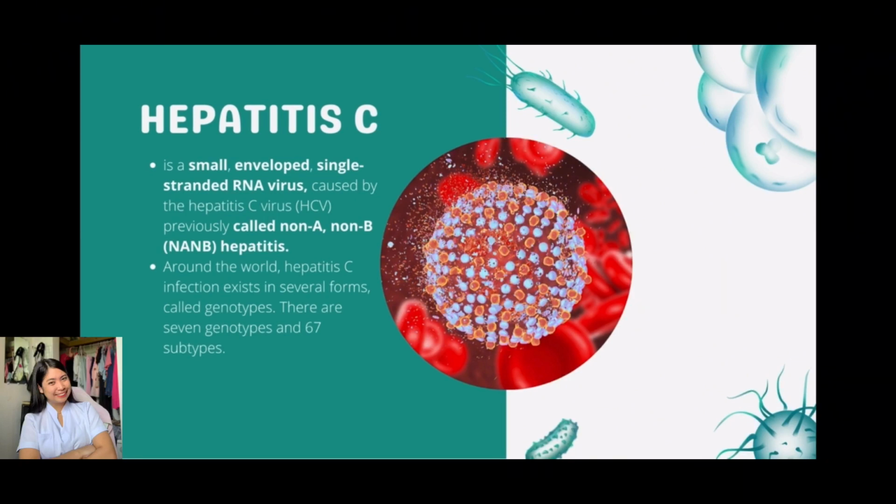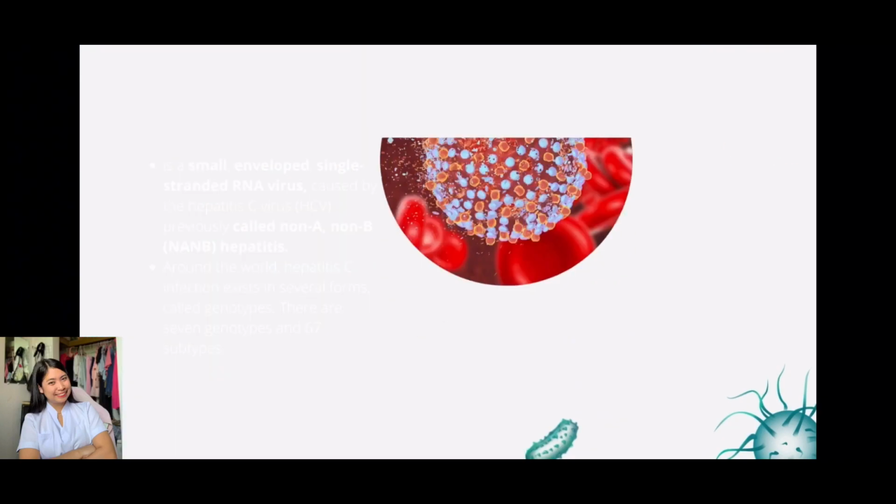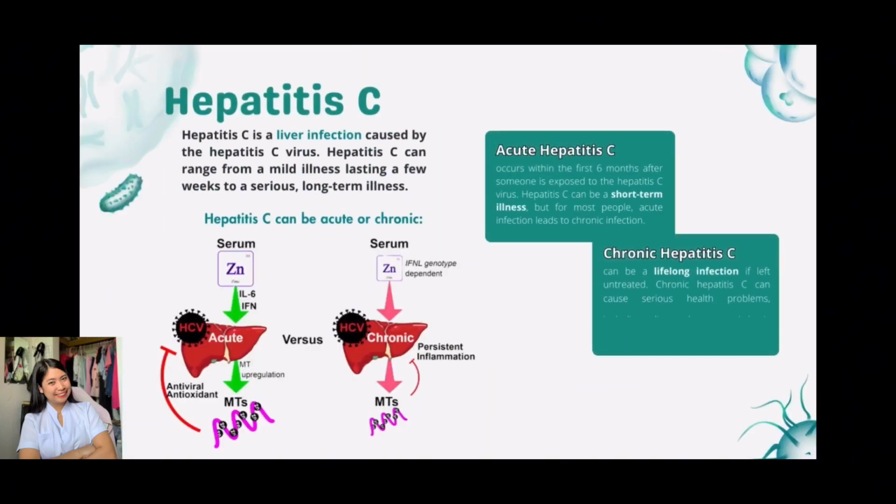Around the world, hepatitis C infection exists in several forms, called genotypes. There are 7 genotypes and 67 subtypes. So, hepatitis C is a liver infection caused by the hepatitis C virus. Hepatitis C can range from a mild illness lasting a few weeks to a serious long-term illness. Hepatitis C can be acute or chronic.